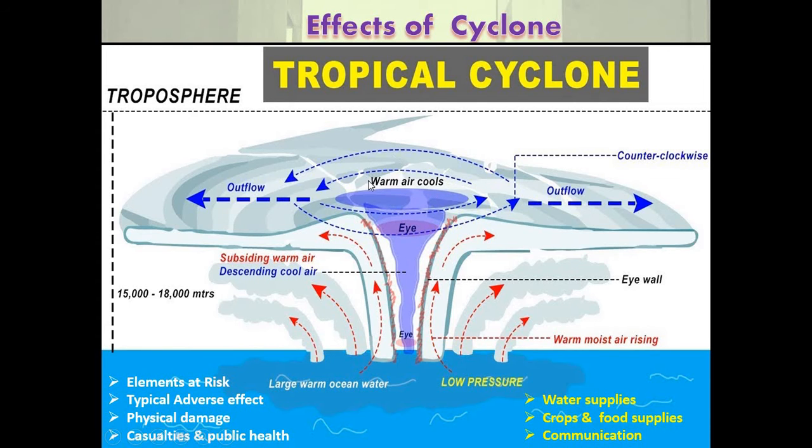This is where the warm air cools. It rotates in these directions. These are the subsiding warm air and descending cool air. This height is 15,000 to 18,000 meters.